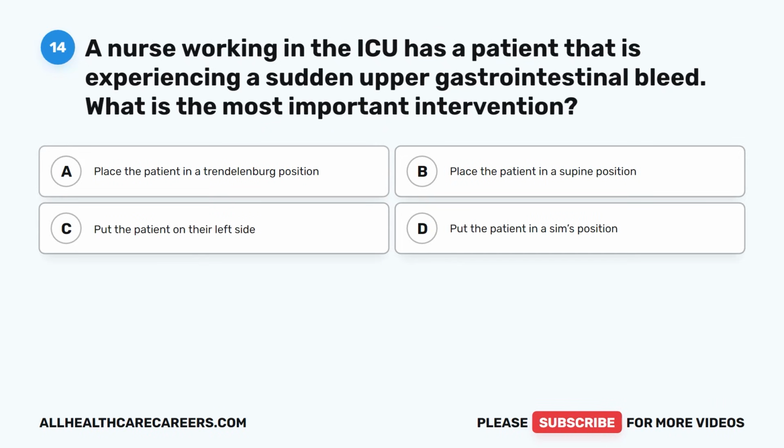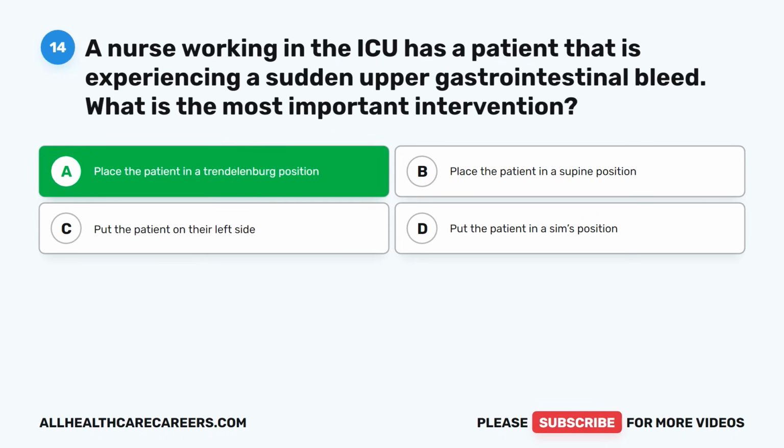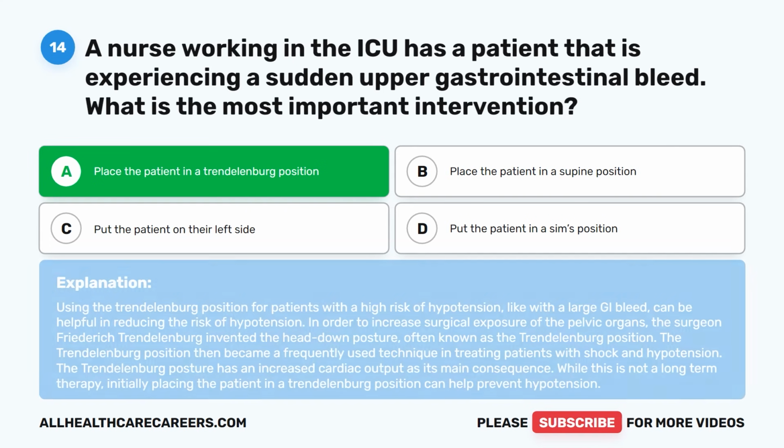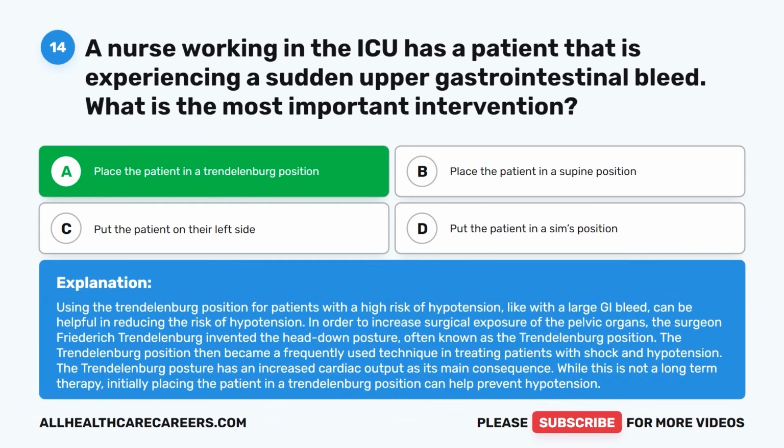Put the patient in a Sims position. The correct answer is A. Place the patient in a Trendelenburg position. Using the Trendelenburg position for patients with a high risk of hypotension, like with a large GI bleed, can be helpful in reducing the risk of hypotension.